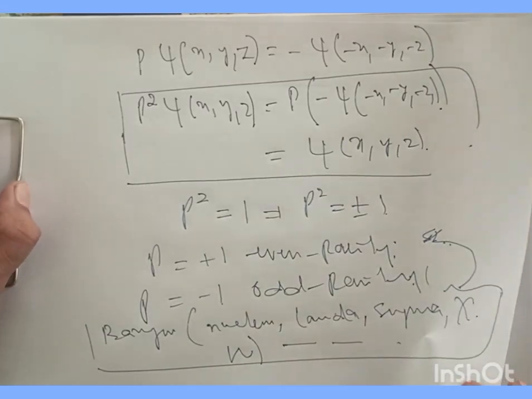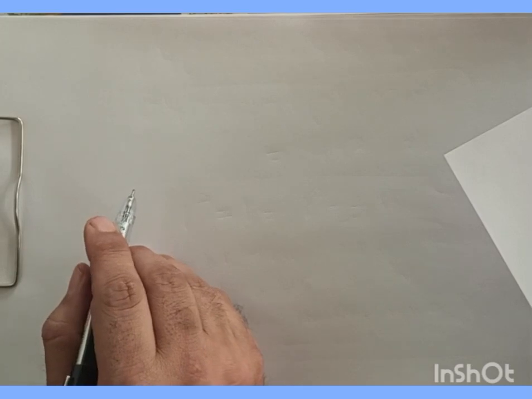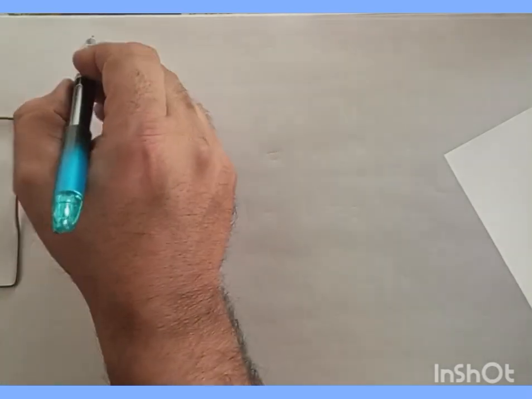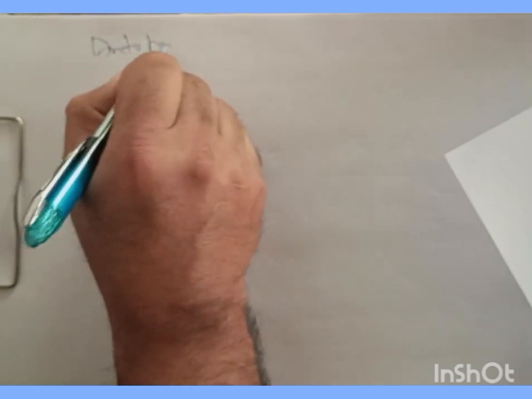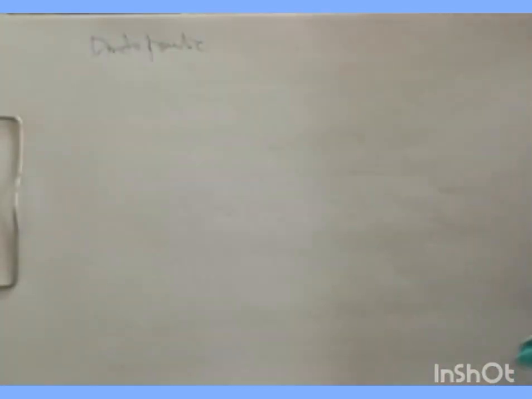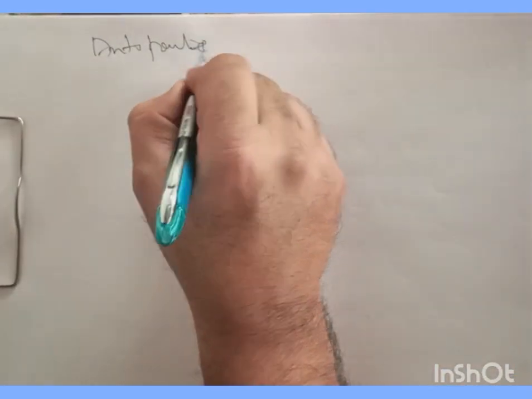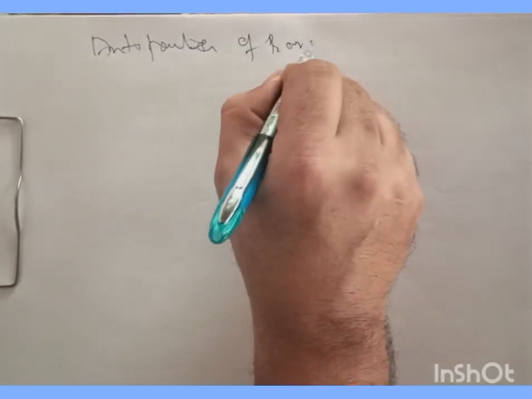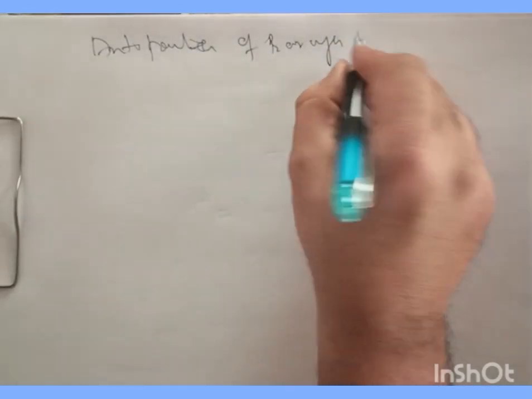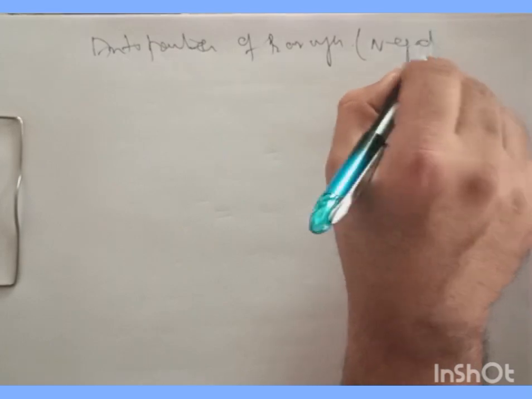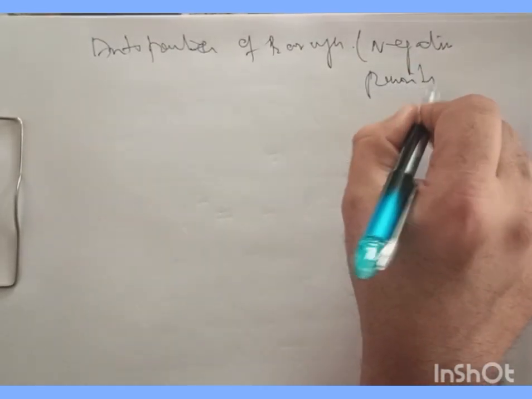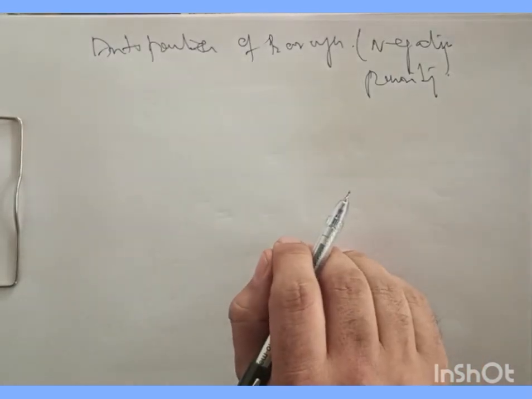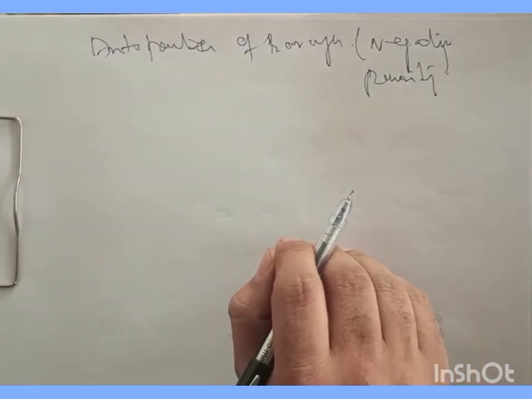So baryons fall in this category, and their antiparticles, the antiparticles of baryons, all have negative parity. That means they have odd parity.